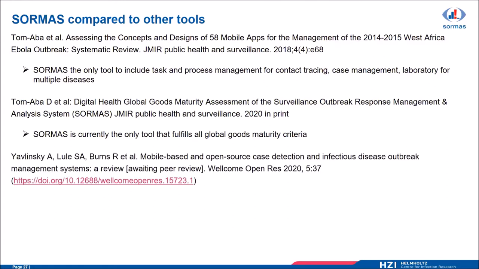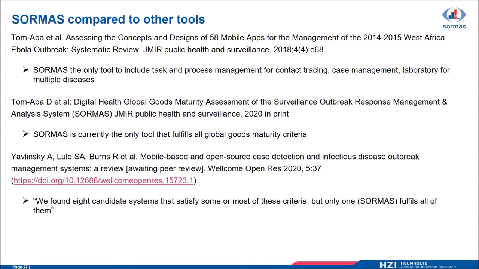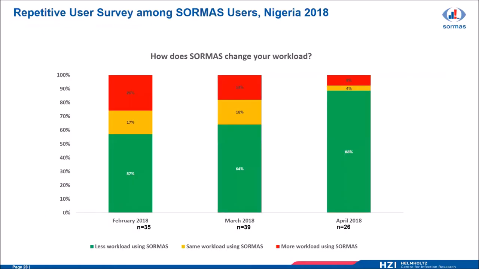And then in 2020, another group that we're not involved with did another systematic review, updating the systematic review process. They also said that they found 8 candidate systems that satisfy some or most of the criteria that they had set, but only SORMAS fulfilled all of them. We were not even involved in this, so it's good to see. From a public health perspective, we did a user survey using the CDC acceptability criteria. Based on this, we found that when we started applying SORMAS with users from February 2018, over 50% of users said that SORMAS does not increase their workload. And over time, we found that up to 88% of them agreed that SORMAS reduced their workload.